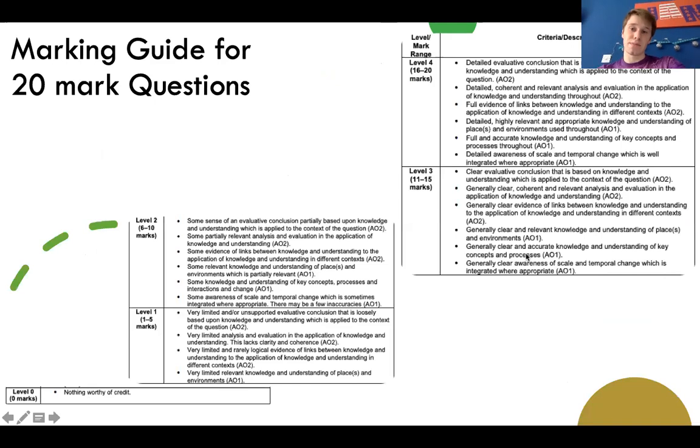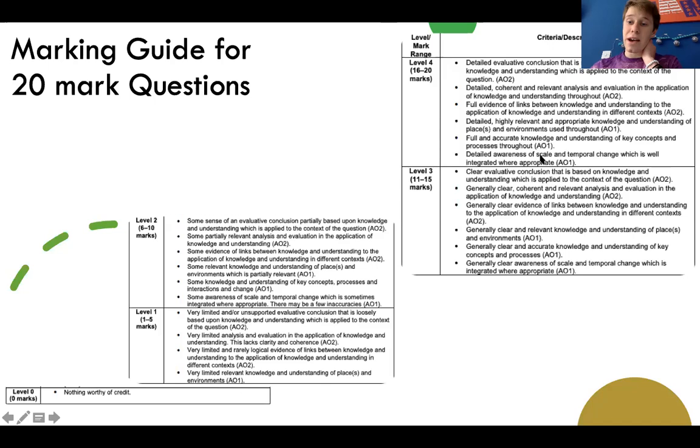Right, so here I've just copied and pasted this from the AQA mark scheme. This is the marking criteria they assess you against. Hopefully you can see my cursor, if I just move out of the way, there we go. What we want is to be in level 4, the 16 to 20 mark boundary, which is where my guide will get you, because this is what they want.